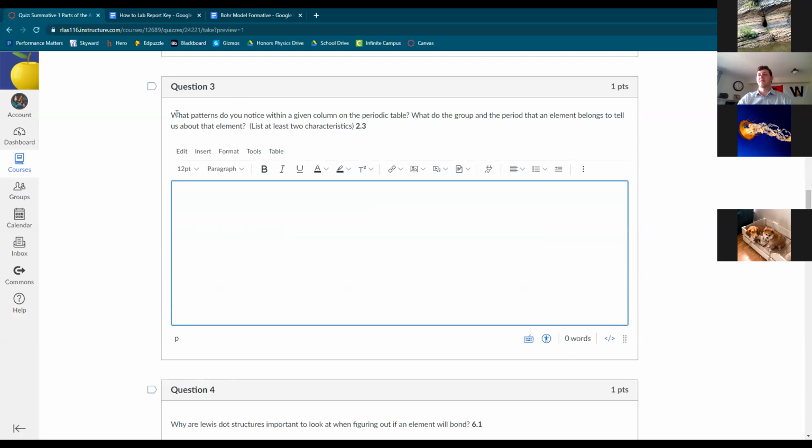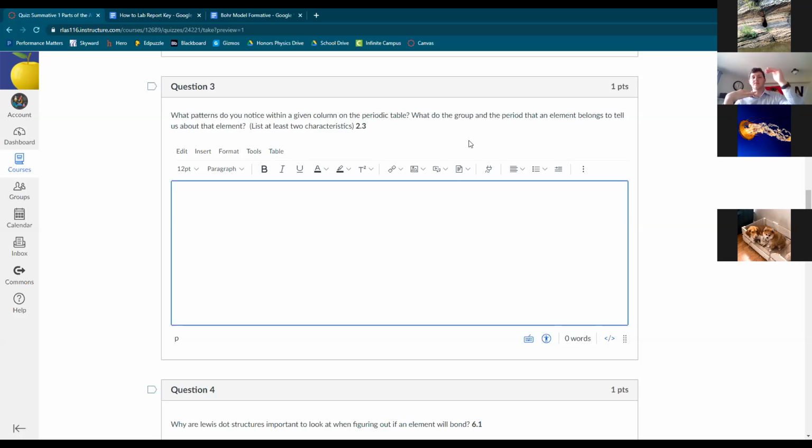This was the first question on 2.3. It said, what pattern did you notice within a given column of the periodic table? What do the groups and periods that the elements belong to tell us about the element? Things I was looking for were you to tell me that if you look down the group, you learn about the number of valence electrons that the element has. Each group, the valence electrons stay the same for that group or column. The period tells us the number of orbitals or shells that go around the nucleus.